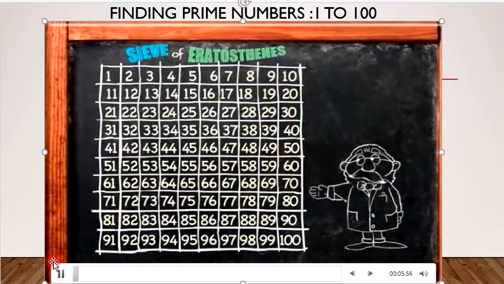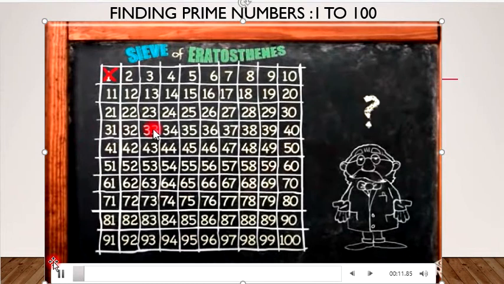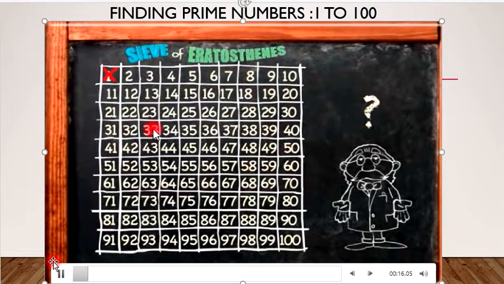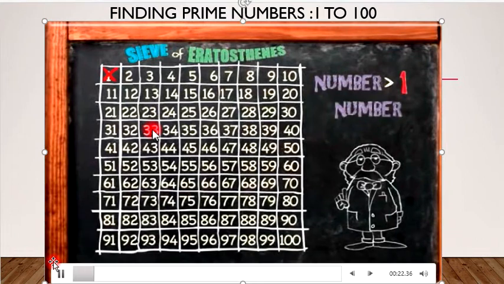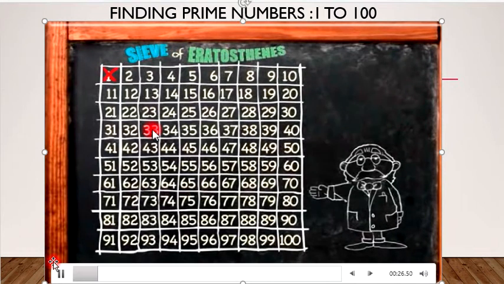The following steps will help us find the prime numbers. Start by crossing out the number 1. Do you know why we cross out the number 1? Any takers? Well, it's because a prime number is any number greater than 1 and only divisible by itself and 1. So 1 cannot be a prime number because it is not greater than 1.